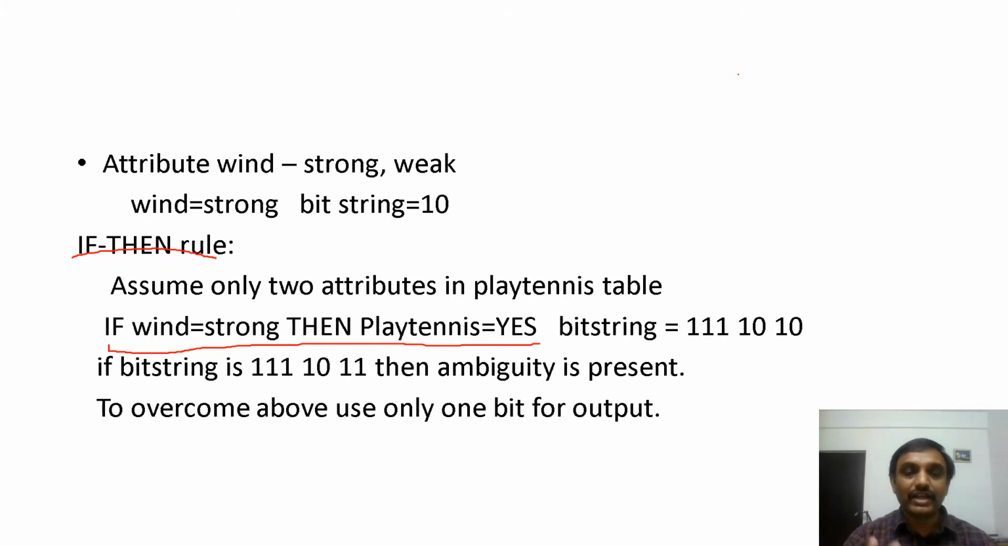The bit string value for the outlook case is 1. Next, wind equal to strong: for that the bit string is 10. Then play tennis is yes: for that the bit string is 10. Here one drawback is present. What is that? Play tennis has two values, yes and no. For example, if you take 11 in the case of play tennis, then ambiguity is present. So to overcome that, we always have to use only one bit for output.